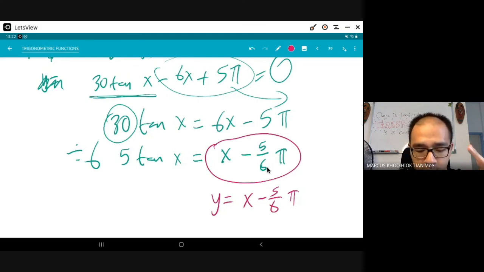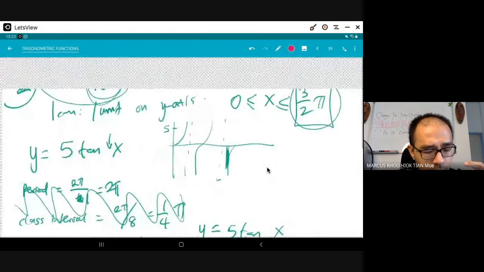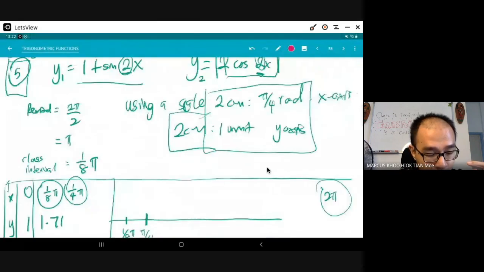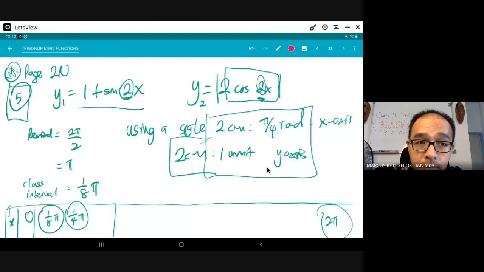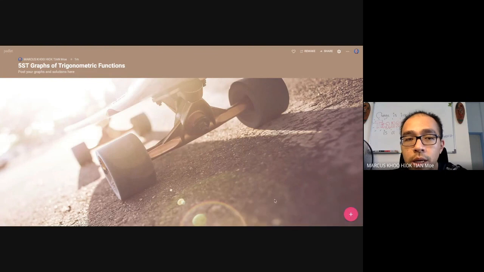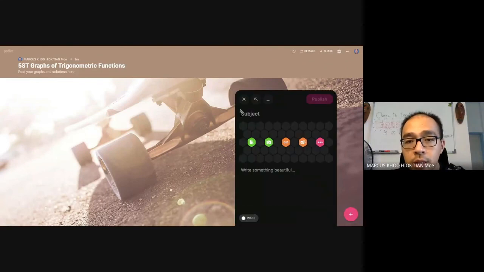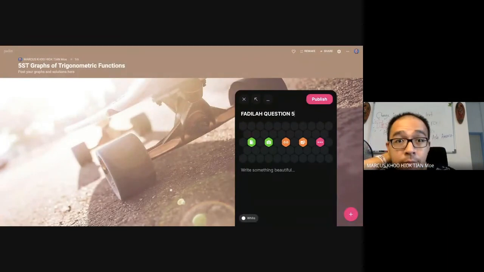So, two questions. Question number two and question number five in page 210. What you do is, when you want to share into the Padlet, let me share the Padlet with you. If you're using a laptop, you have to take a photo, right? So you take the photo, then you add it in. You put in the subject, write your name, and the question number. So it can be Fadila question 2 or Fadila question 5, because you have to do two questions.